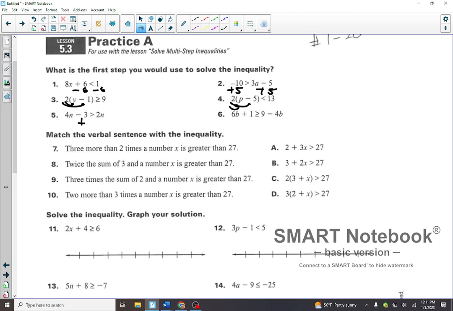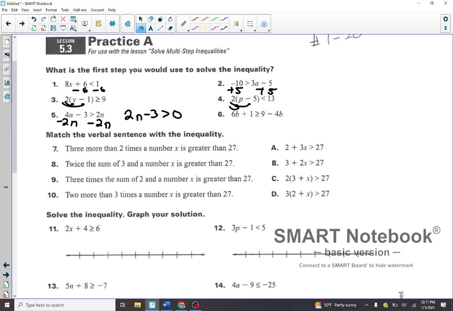Here, this one is 4n and 2n. My rule is always move the smaller n, or smallest variable. So which one's smaller, 4 or 2? 2. So I would -2n here. Very important though, because people get this confused. When you minus the 2n here, it's going to be 2n minus 3 is greater than 0 because nothing is left over. Some people get that confused, and some people are like, well, what do you do when there's nothing there? Well, you put the number that represents nothing, 0.